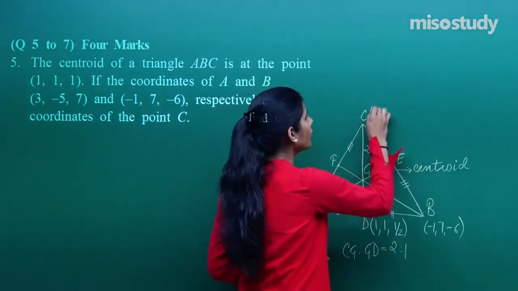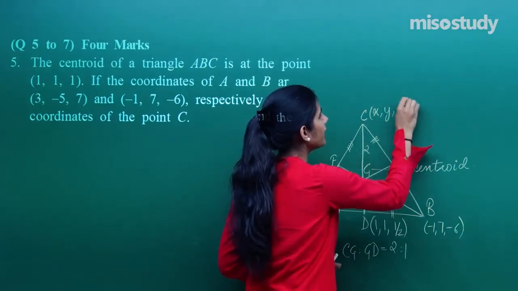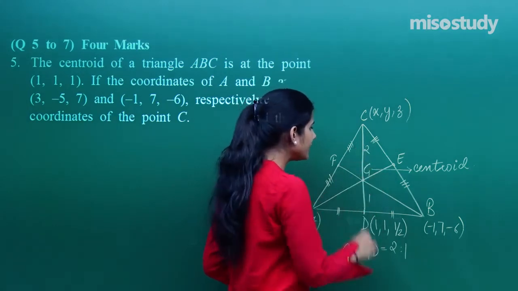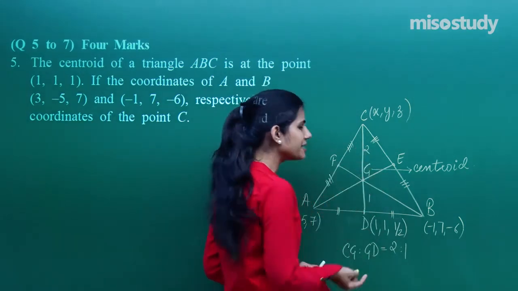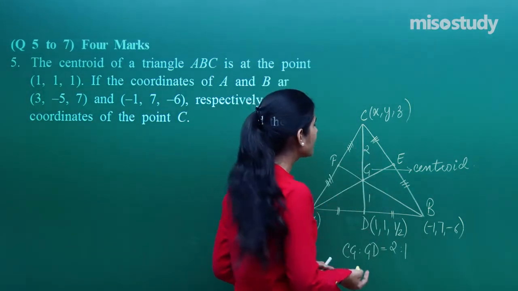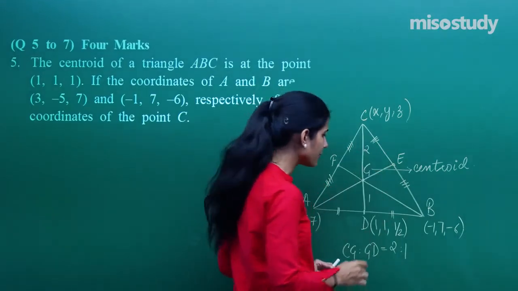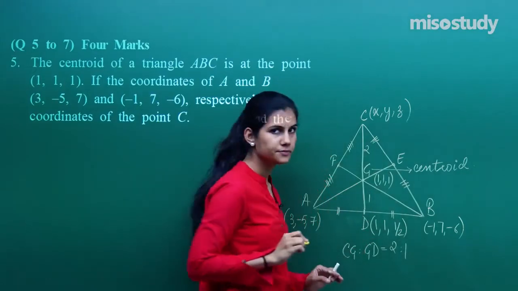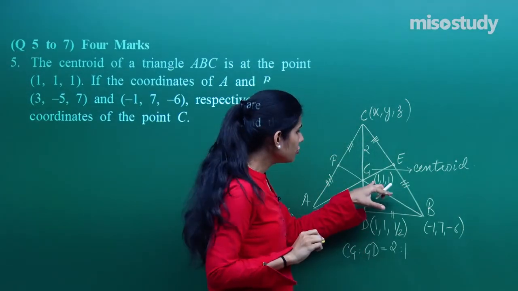Now, coordinates of point C, suppose are x, y, z. You need to find this. And coordinates of point D are given to you, and G is dividing this in the ratio 2 is to 1. So, of course, by section formula, very easily, you can compute the coordinates of point C, because G's coordinates are given to you as 1, 1, 1. Fine. So, what would you be getting here?